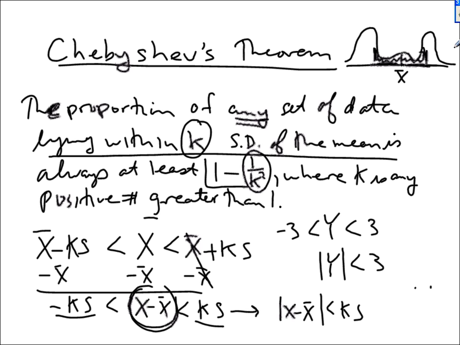That's what Chebyshev is saying. The probability that a score and the mean, the absolute value of the difference, is less than k standard deviations, is at least 1 minus 1 over k squared, where k is bigger than 1. Okay, so that's what it's really asking: what's the chance or probability that you are within k standard deviations of the mean?